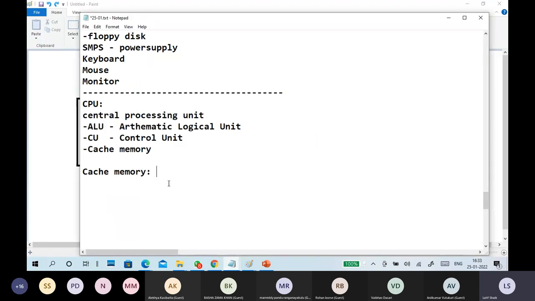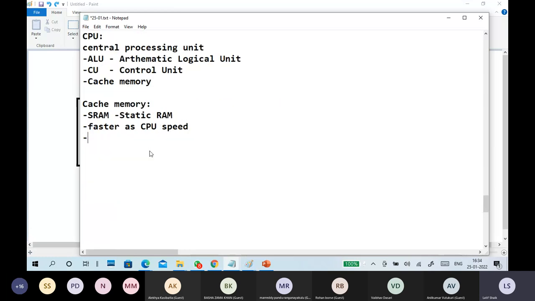Cache memory is nothing but SRAM memory. SRAM means static RAM only. It's a pure form of transistor. It is faster than DRAM. It's a fast memory, as fast as the CPU speed.